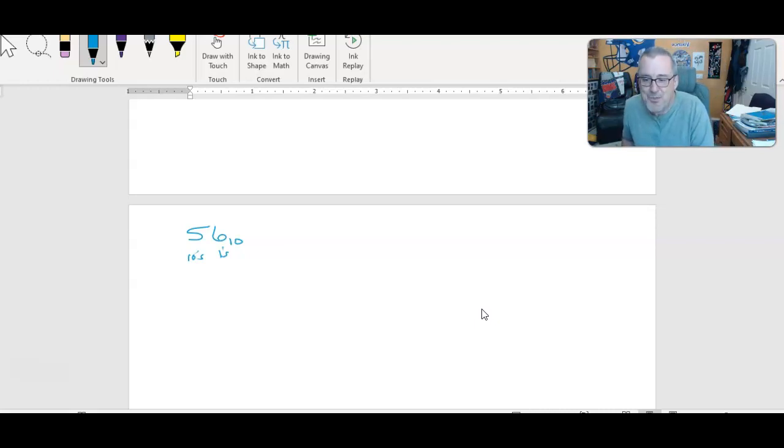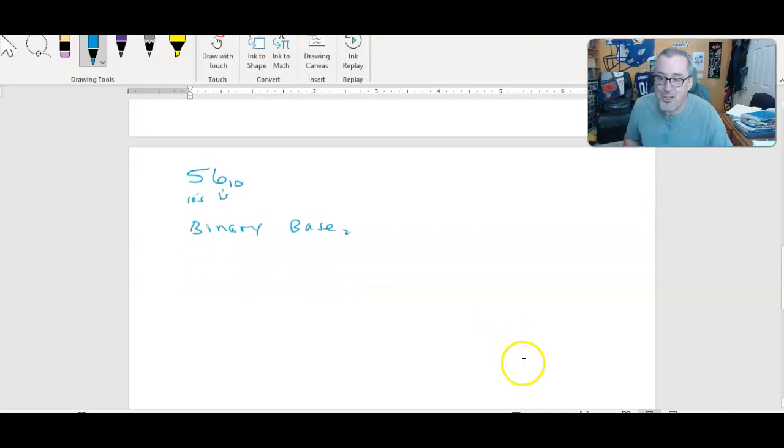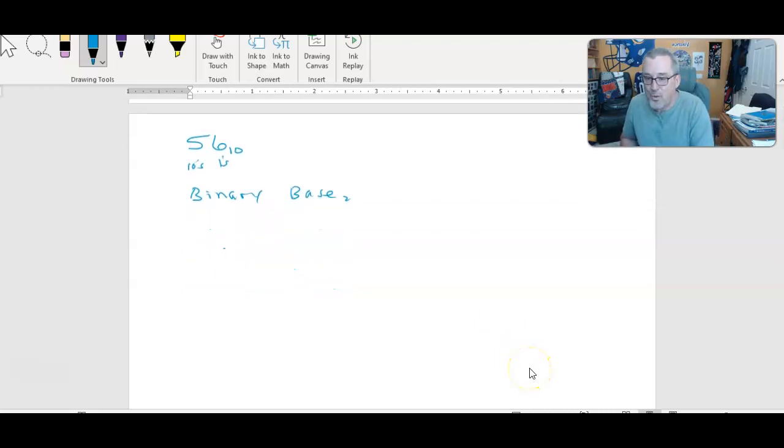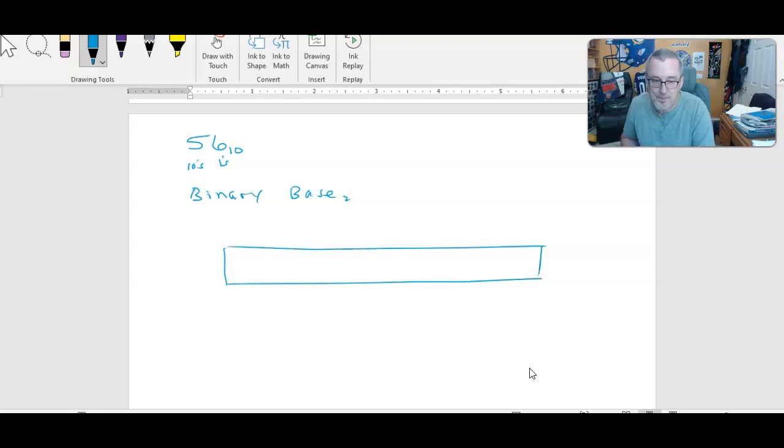What would my age be if I wanted to go binary, that is base 2? How would I express my age if the only symbols I had to use were 1s and 0s? Well, let's see.